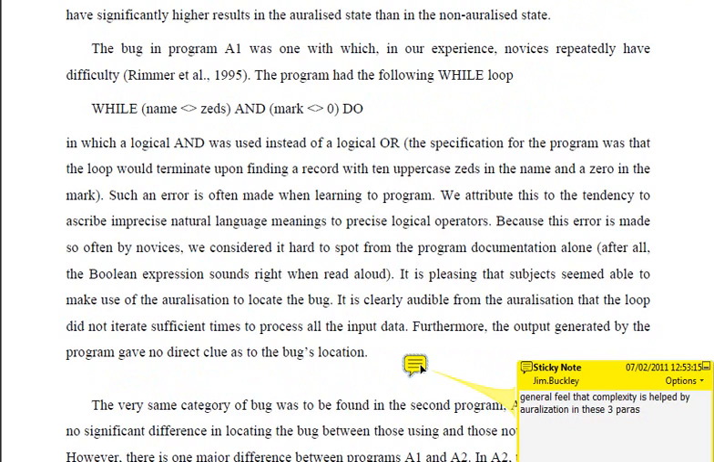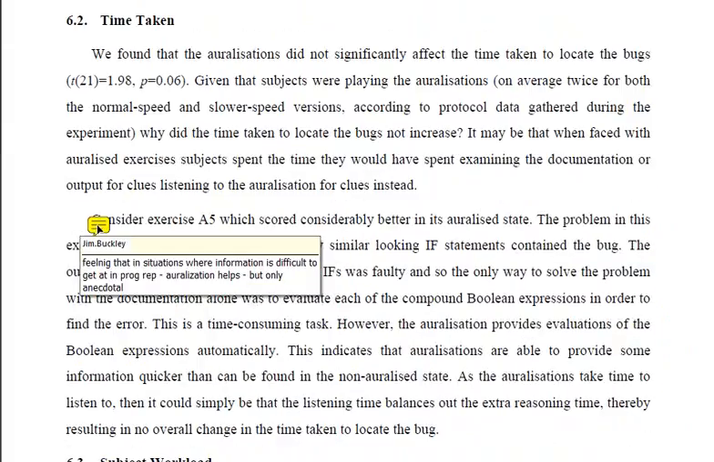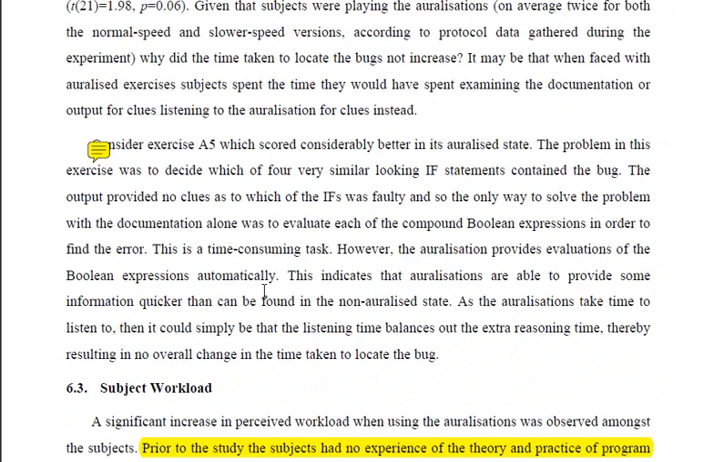the more complex the bug, the better or more useful the oralization was. So here you can see a typical condition that novices might have difficulty with, not equals to joined by an and, where the bug oralization seemed to work better. I think I have another point down here which says exactly the same. Yeah, feeling that in situations where information is difficult to get at in program representation, oralization helps. But I have to point out that this is only anecdotal. They've only noticed this in a number of cases.